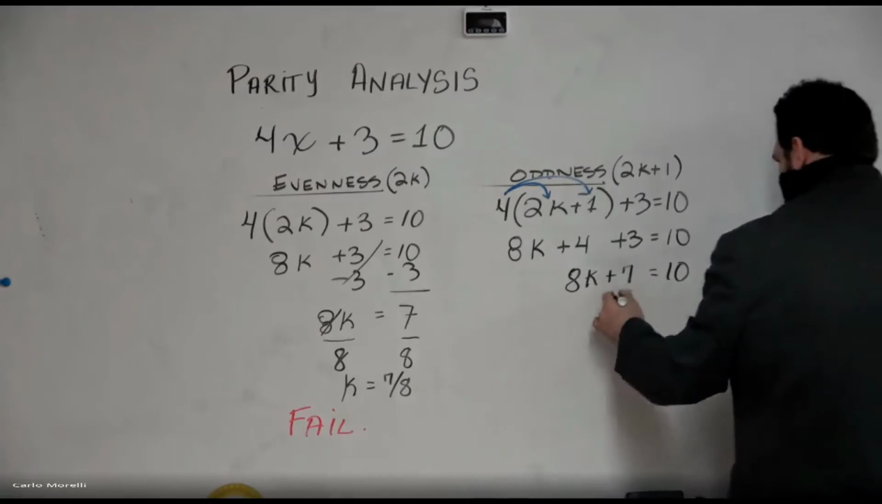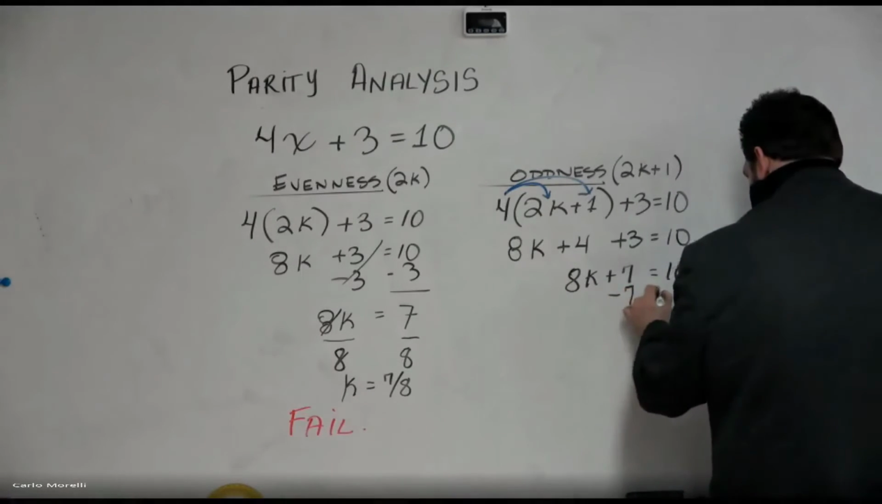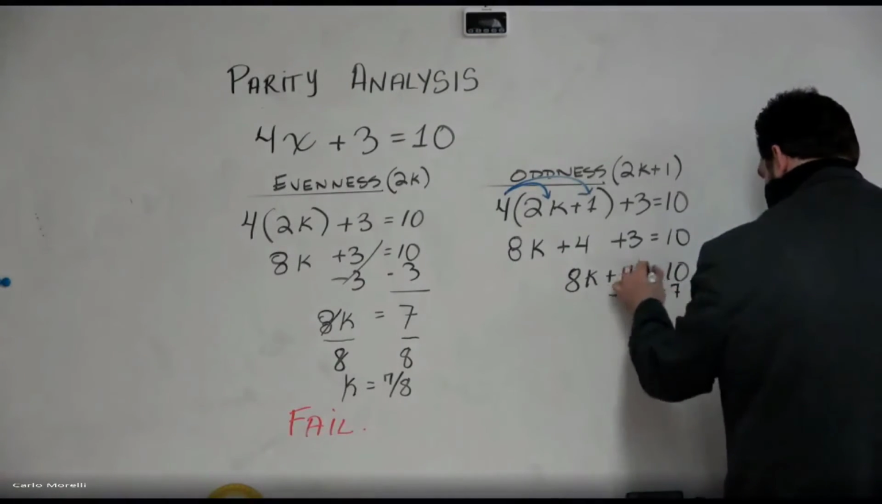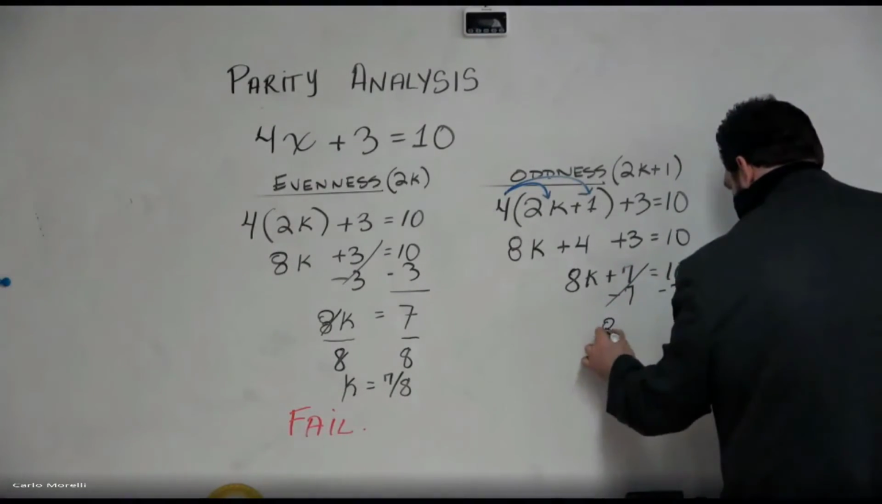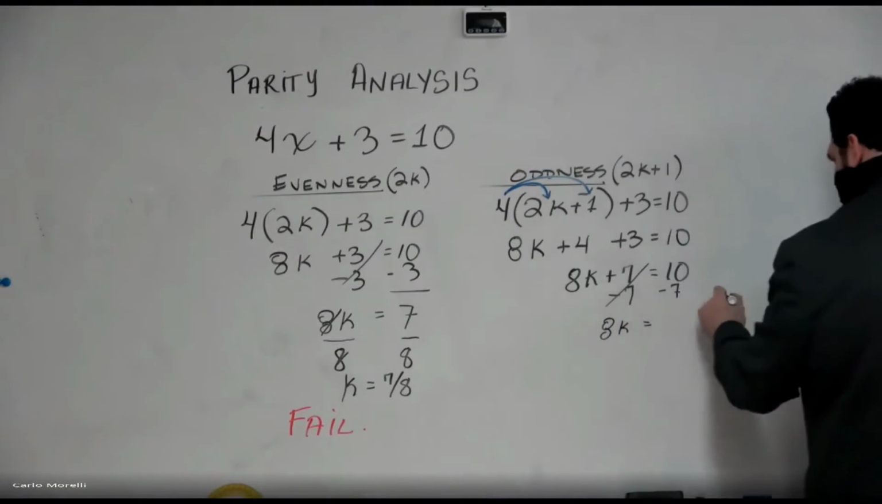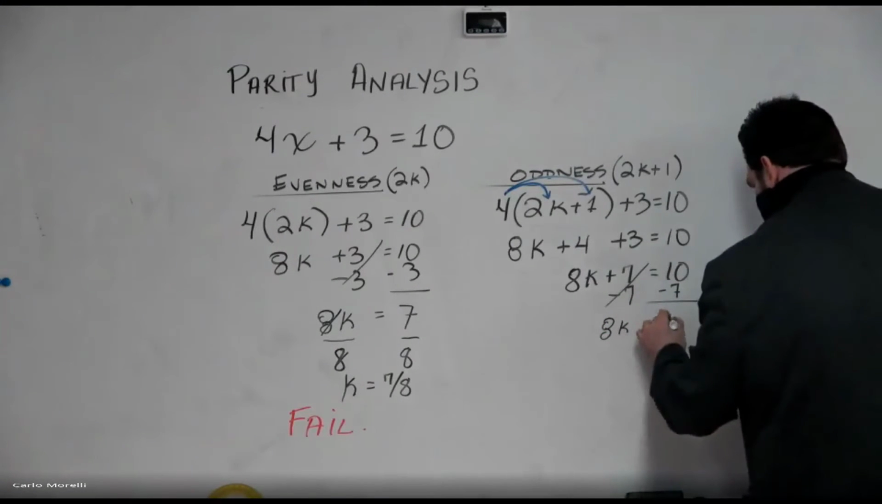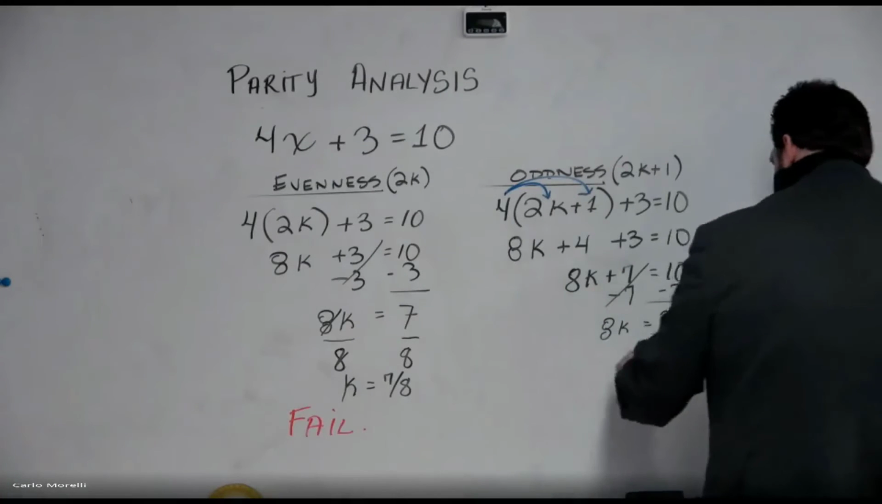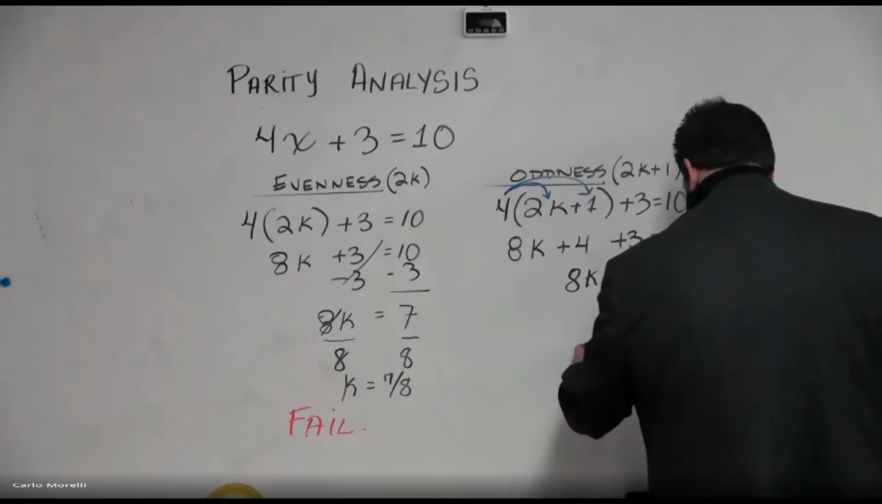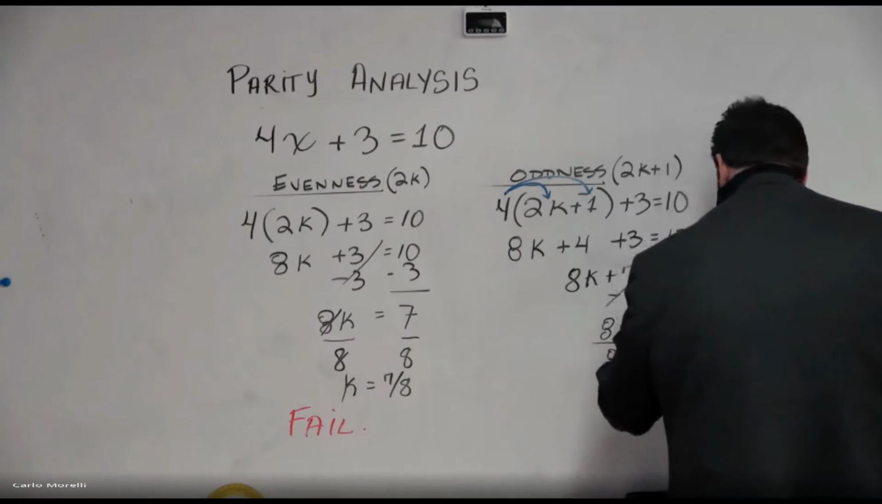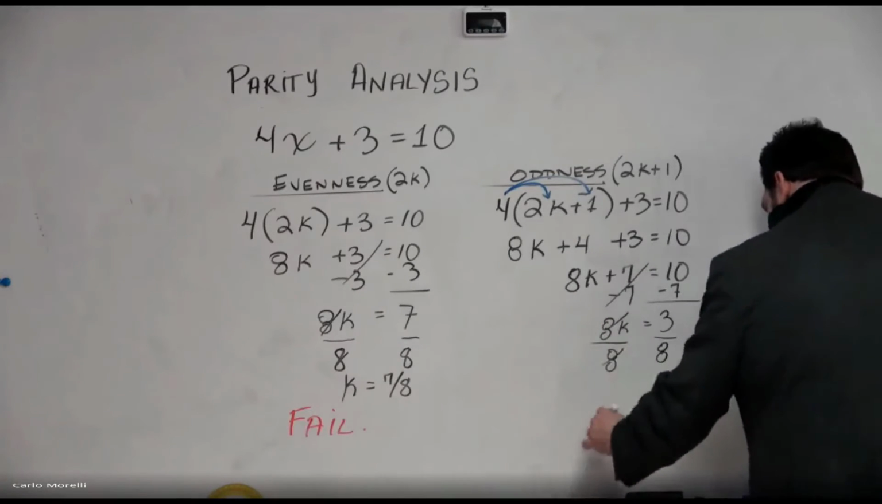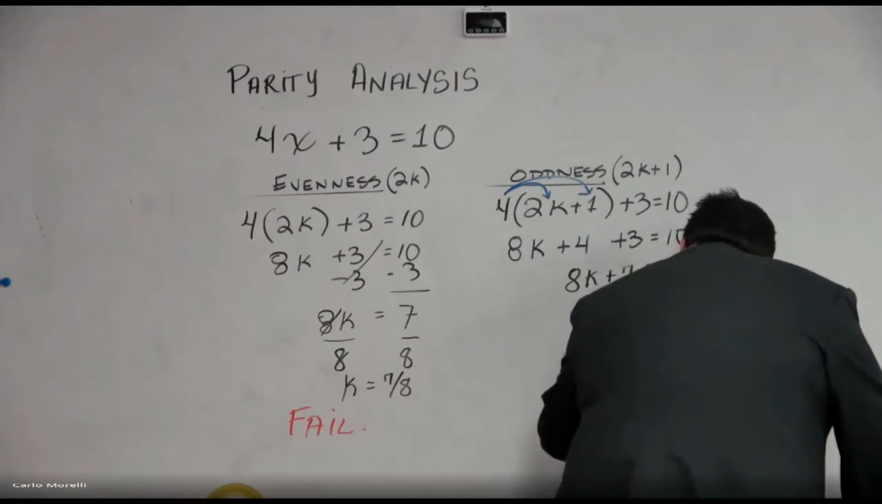We're just solving for k. Subtract 7 on both sides. 8k equals 10 minus 7. What's that? Divide both sides by 8. I have a problem. K is a fraction again.